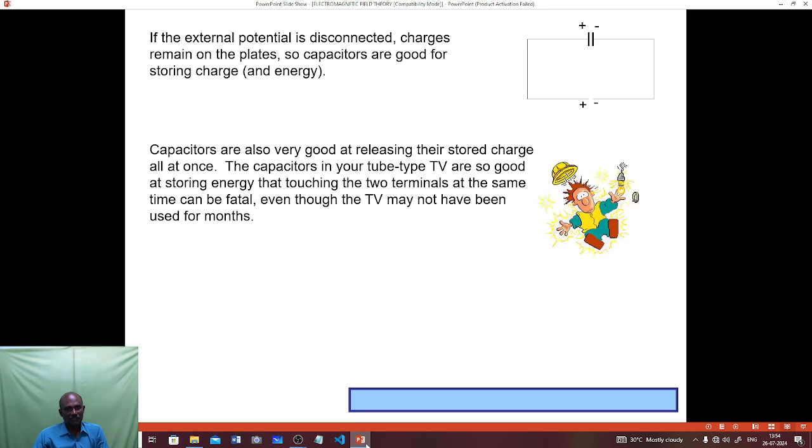Capacitors are also very good at releasing their stored charge all at once. The capacitors in your tube and TV are so good at storing energy that touching the two terminals at the same time can be fatal, even though the TV may not have been used for months. So it is because of the capacitance present in the television material.